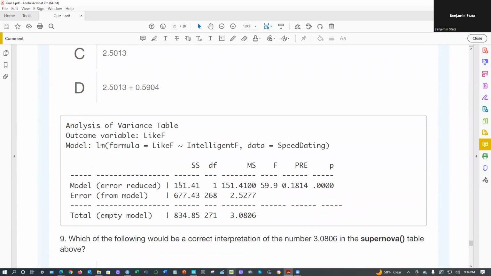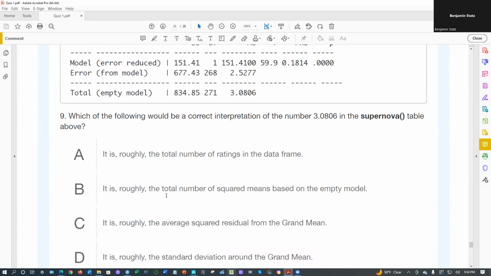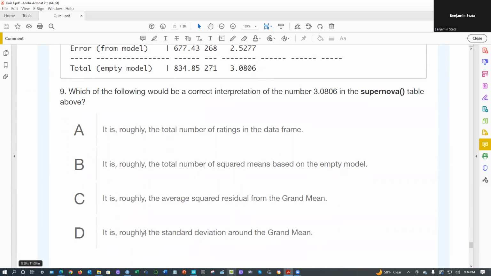Which of the following would be the correct interpretation of this number? This one, 3 points. We talk about that one: mean squared total, the ANOVA mean. Mean is roughly the total squared residuals based on the empty model. It's the average squared residual from the grand mean.